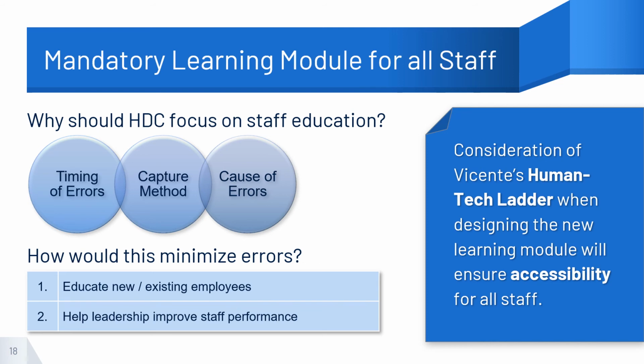How would this minimize errors? Introducing a mandatory learning module that reviews privacy legislation, email collection policies, and correct technique would educate new employees and improve performance of existing staff. At the psychological level, the development team will need to ensure that content is concise, relevant, and easily located. At the physical level, they need to ensure visual elements such as size or color of text and delivery method can be adapted to suit the learner's needs.